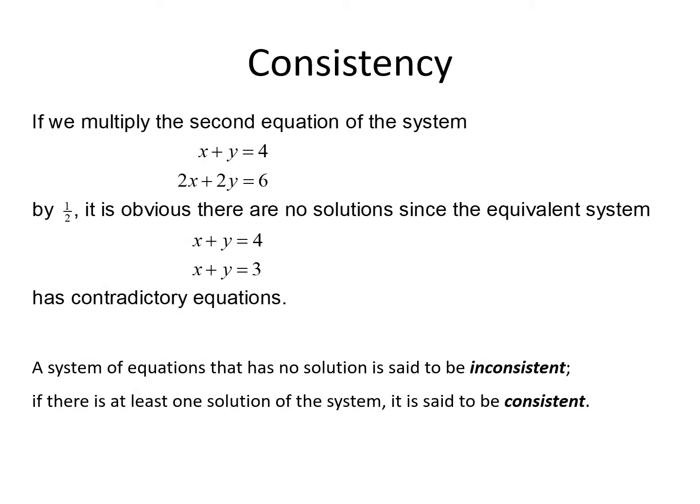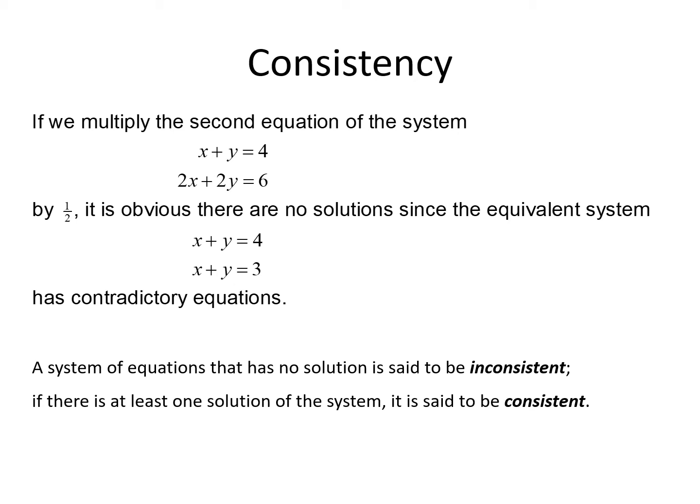Consistency of a system of linear equations. What does it mean, a consistent system? A system of equations that has at least one solution is said to be consistent. But a system of equations that has no solution is said to be an inconsistent system.